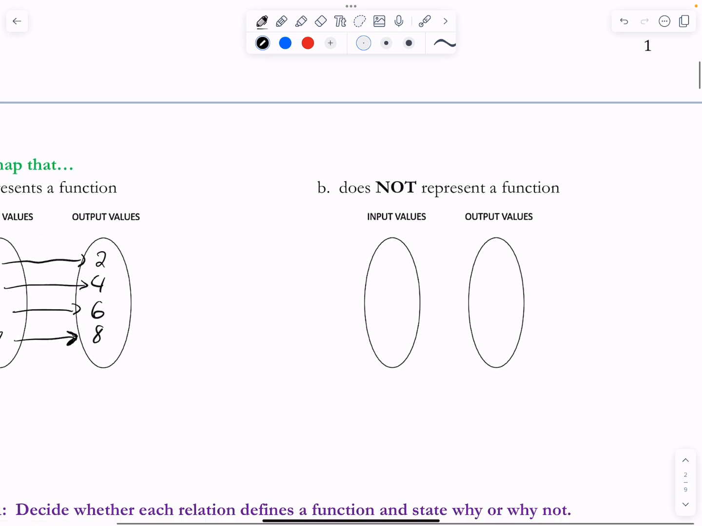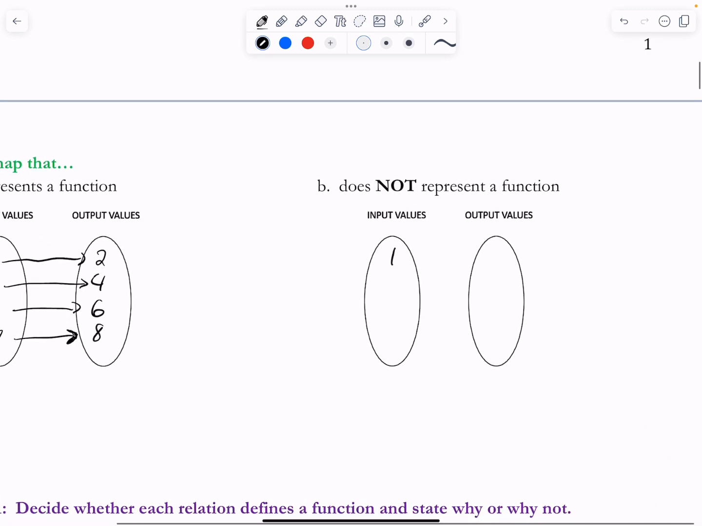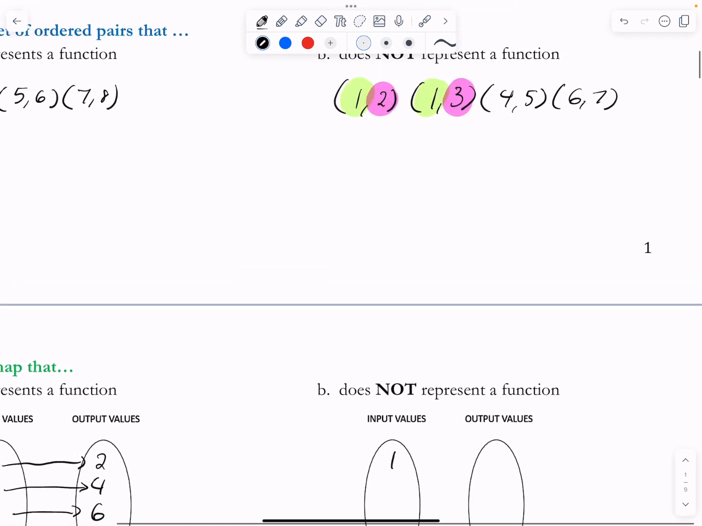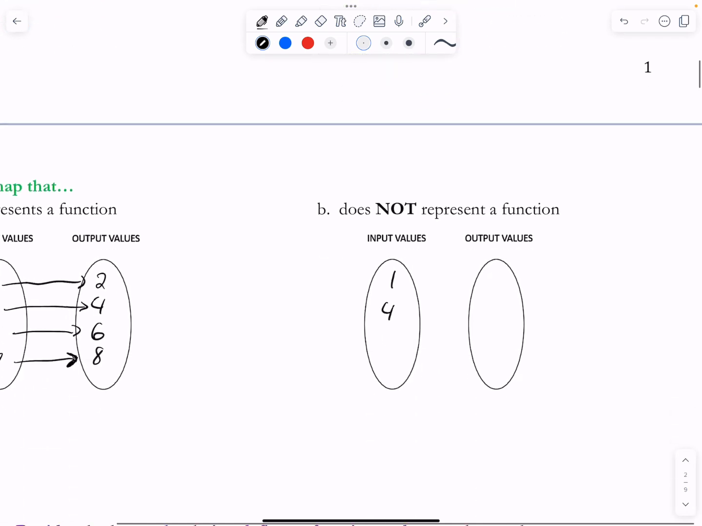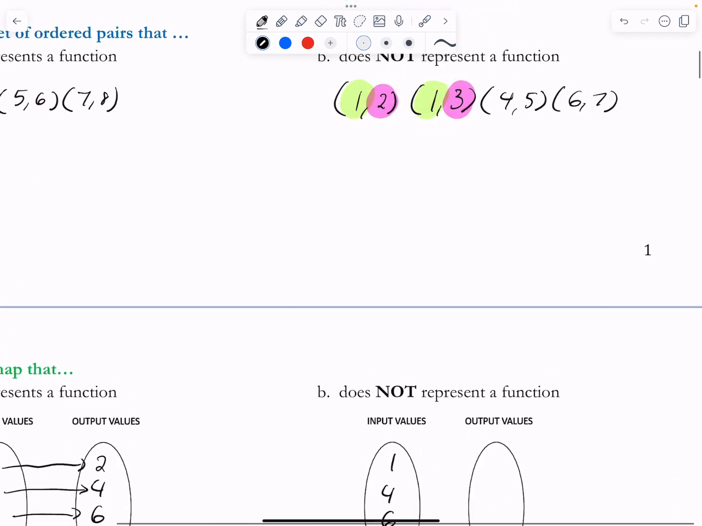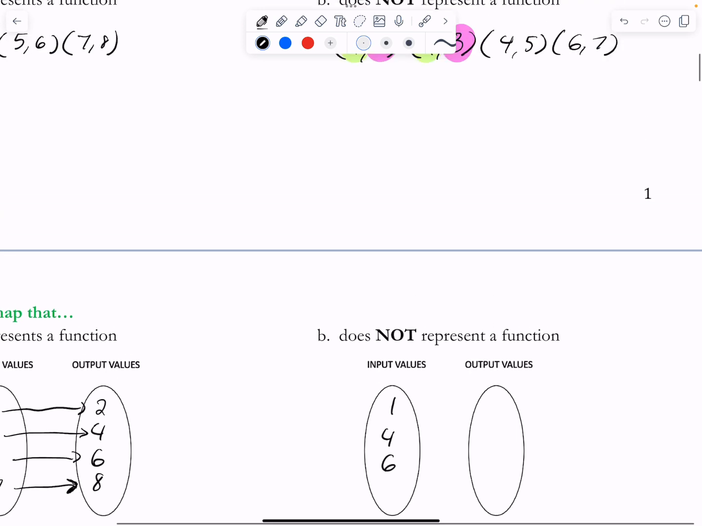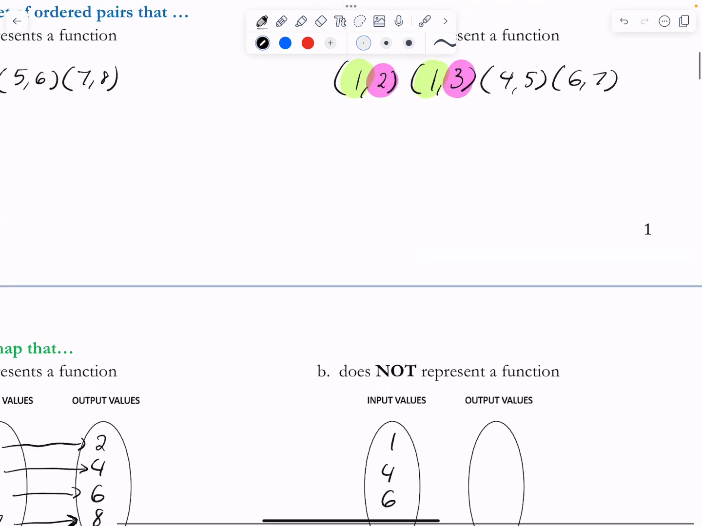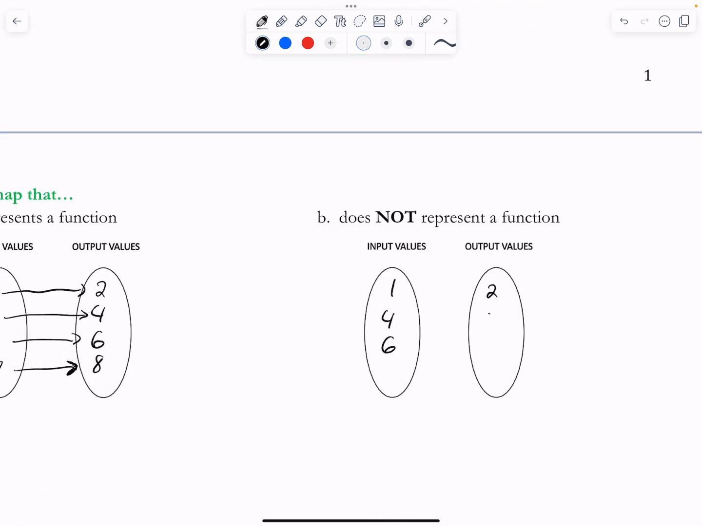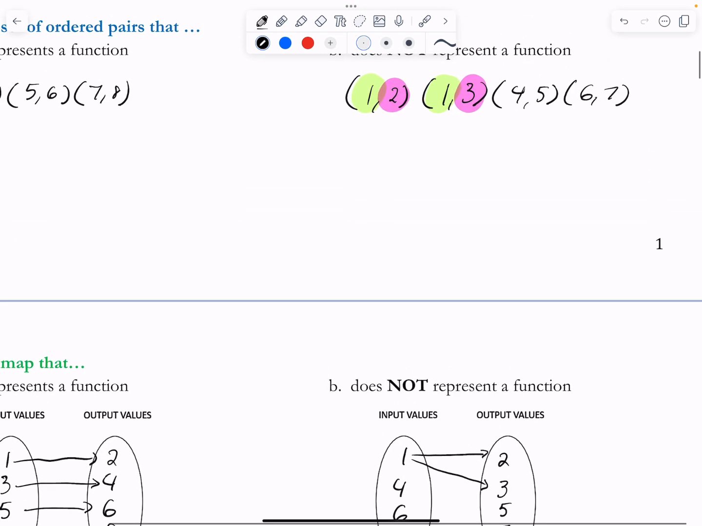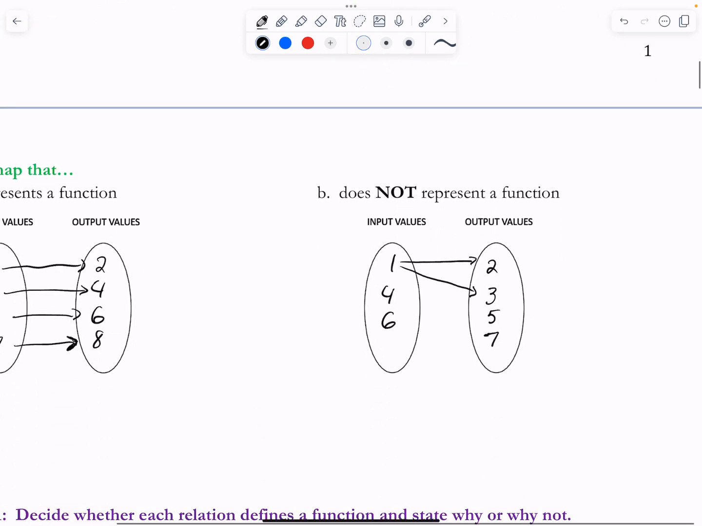So for my not representing, I'll do the same thing I just did. So this was 1, 4, and 6. Notice that I'm not writing 1 twice. I'm just writing it 1 time. But then 2, 3, 5, and 7 are my output values. But here's kind of the mapping that would be an issue, is you'll notice 1 is going to go to 2, and 1 is also going to go to 3 like we did in those ordered pairs, and that would be a red flag.